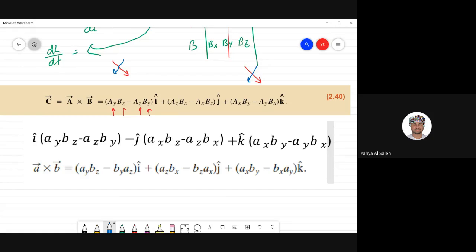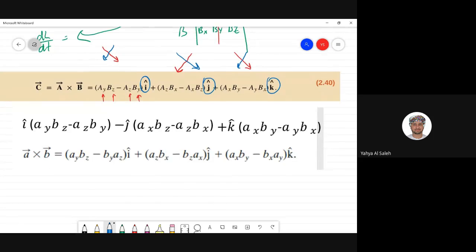Now come to the J, the rule suddenly flips. It goes this way minus this way. And I don't like that. The reason they put it this way is because they want to keep it all positive. They want this to be positive, this to be positive, this to be positive.